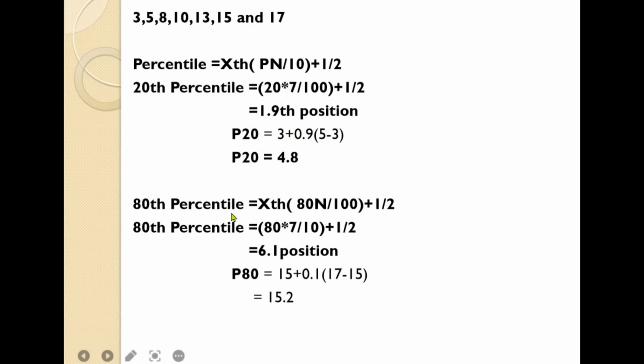We go on to calculate the 80th percentile, which is 80n over 100 plus half.